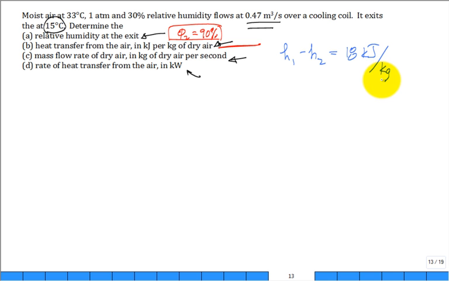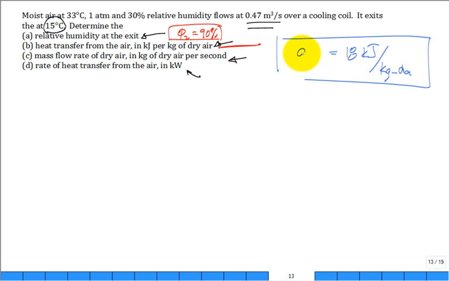Is it kilogram of the mixture? No, it's per kilogram of dry air. They like to work in dry air. It's easy. So that's the change in enthalpy. Oh, which I should have changed the symbols to Q, lowercase q, which is the heat transfer per unit mass, which is equal to the change in enthalpy.